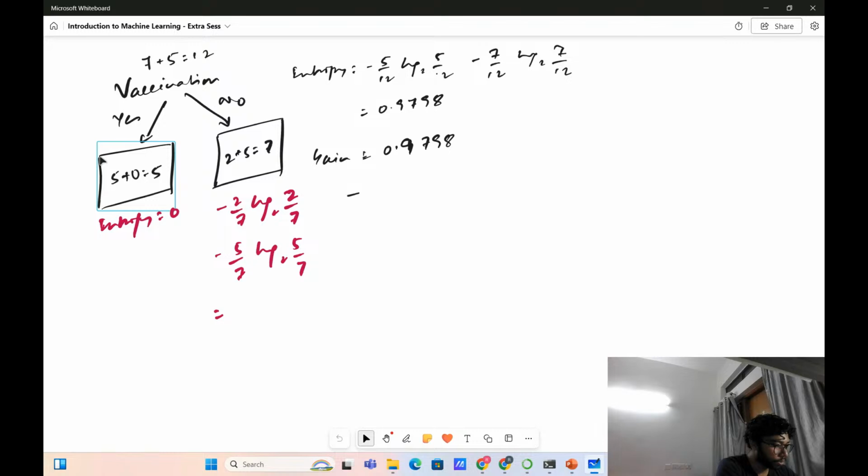Also, make sure to take the logarithm in base 2. Okay, so that is important. Don't miss that while you are calculating in a calculator, because in general, in a calculator, the base is basically e, right? So be careful about that.